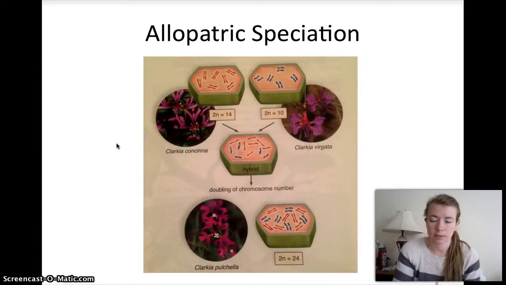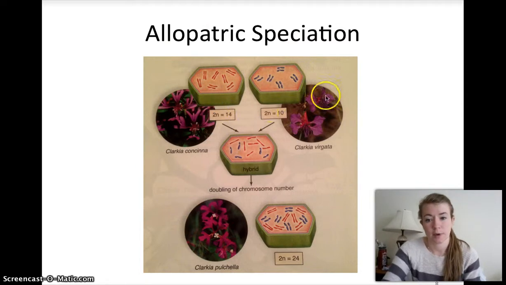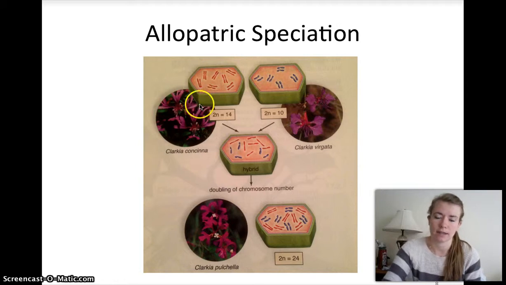So that can lead to a problem, but in this case, it's successful. So here we have this plant right here. Its 2N number is 14. This one's 2N number is 10. So this one's making gametes that have 5 chromosomes. This one's making gametes that have 7. They fuse. Sperm, egg come together to form a hybrid.